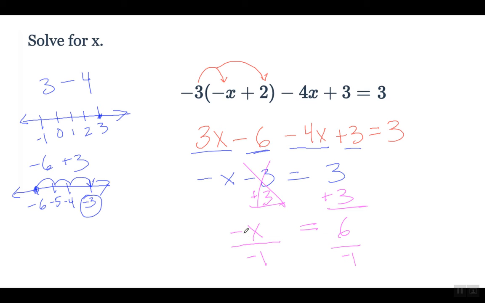Okay, a negative divided by a negative equals a positive. And any number divided by 1 equals whatever number's here. So this is going to give you positive x equals, now 6 divided by negative 1 equals negative 6. Why? Because a positive divided by a negative equals a negative, and 6 divided by 1 is 6. So x equals negative 6.